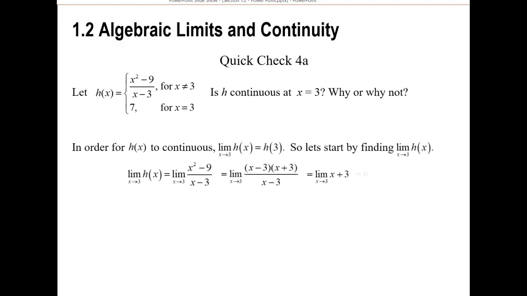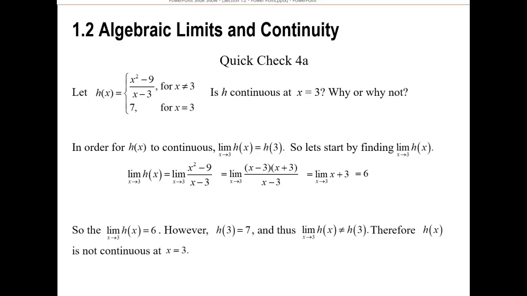All right, so here we were. So we got 6 for that answer. All right, so the limit as x approaches 3 of h of x equals 6. However, h of 3 is 7, right? h of x is equal to 7 if x were equal to 3. So that means at 3, the value is 7. So we had a limit existing, we had a function value existing, but they're not the same number. So this is another way it can be not continuous. So it's not continuous at 3 for that reason.